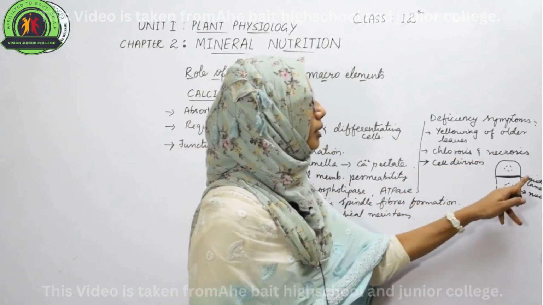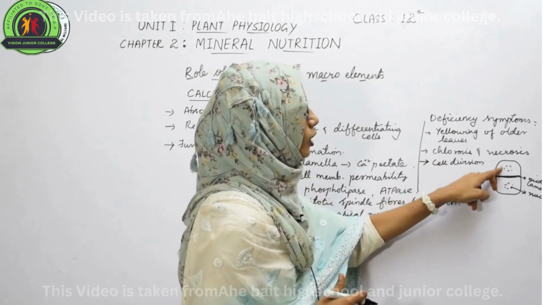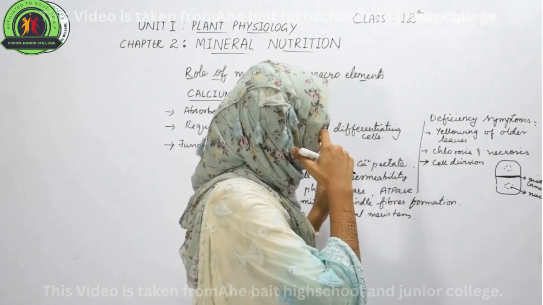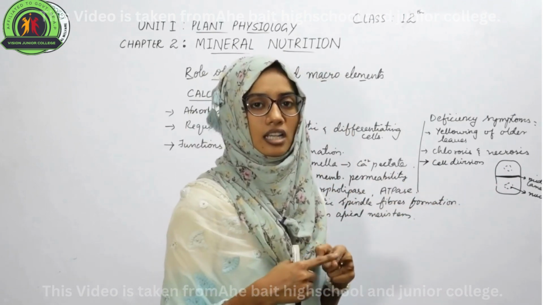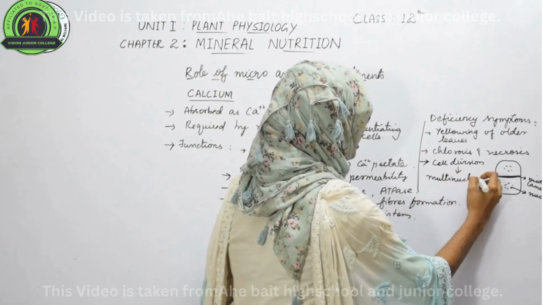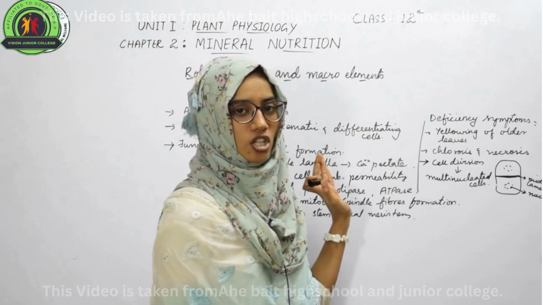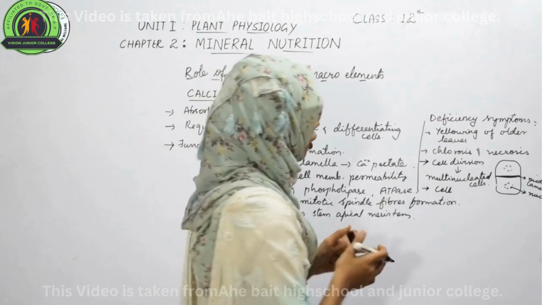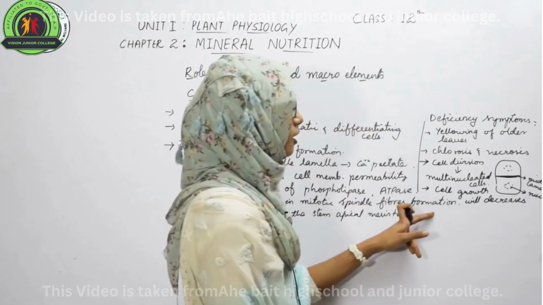In the condition where the middle lamella synthesis is not completed, cytokinesis stops, but nuclear division remains continuous. That means the nucleus divides continuously, and it results in the formation of multinucleated cells. Multinucleated cells are formed due to the deficiency of the element calcium. If calcium is not present in the plant body, then cell growth will decrease or stop.